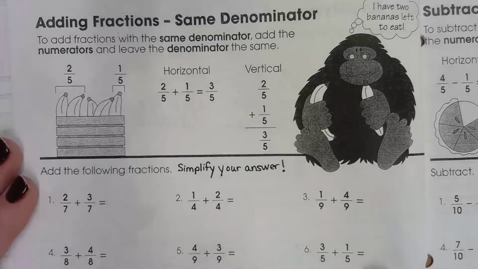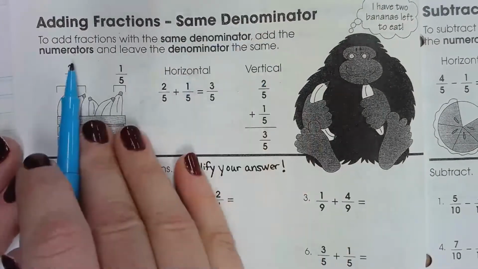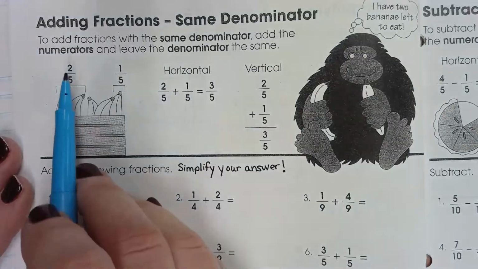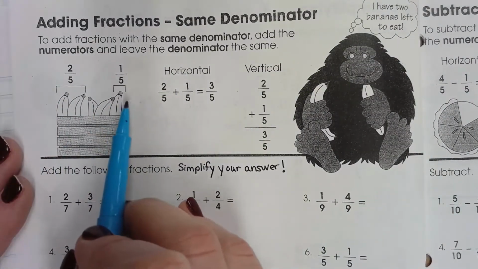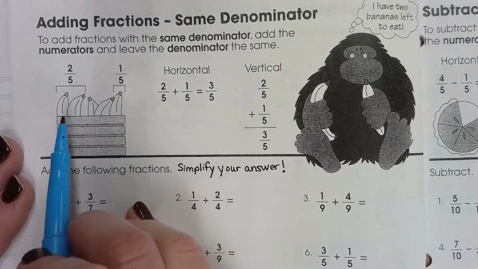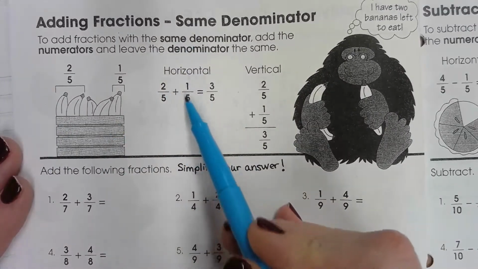Okay, so we're going to work between page 16 and 17, and it says to add fractions with the same denominator, add the numerators and leave the denominator the same. So if we have 2/5 of the bananas, we're going to add another 1/5 of the bananas. We still only have 5 bananas altogether, right? So we're going to add 2/5 plus 1/5.